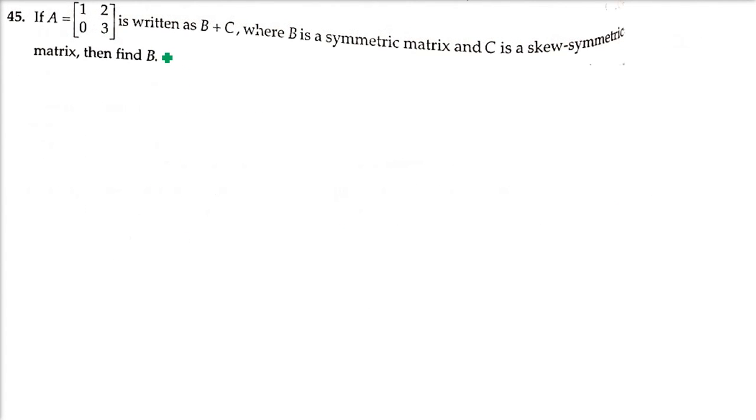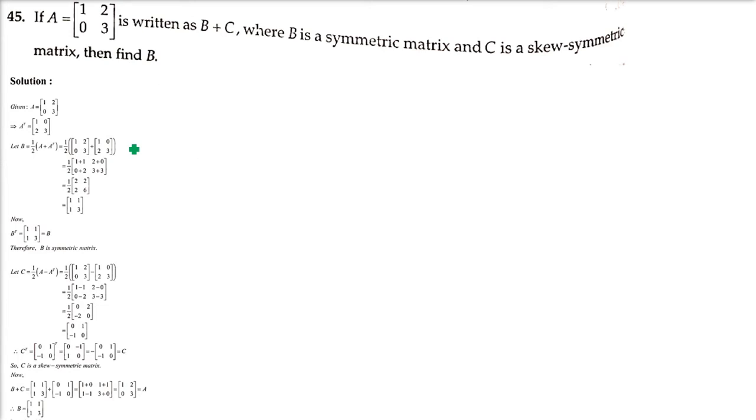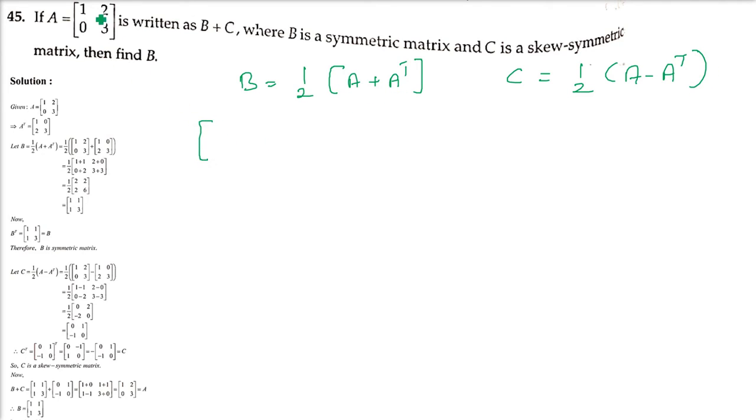If A is written as B plus C, where B is a symmetric matrix and C is a skew symmetric matrix, then find B. So how we are going to write this B and C, we have already seen in the other exercises, but I'll tell you, B will be half A plus A transpose, C will be half A minus A transpose. Because when you add half A plus A transpose and half A minus A transpose, this is going to give you A only.